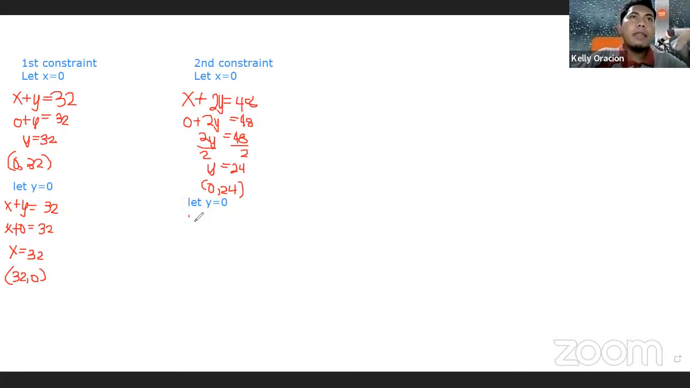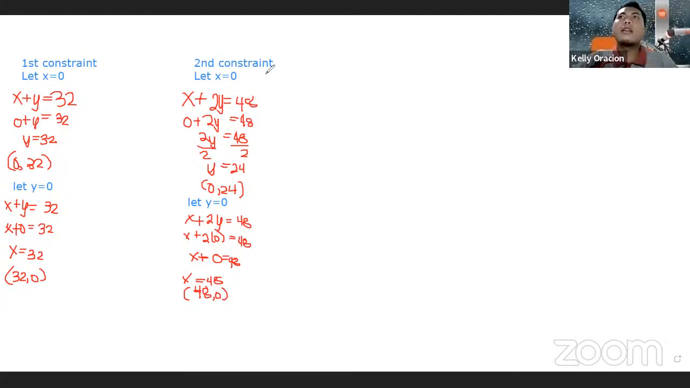Next, dito naman, x plus 2y is equal to 48. You need to let y 0. So x plus 2 times 0 is equal to 48. So x plus 0 is equal to 48. Then x is equal to 48. Then we can create an ordered pair, 48, 0.